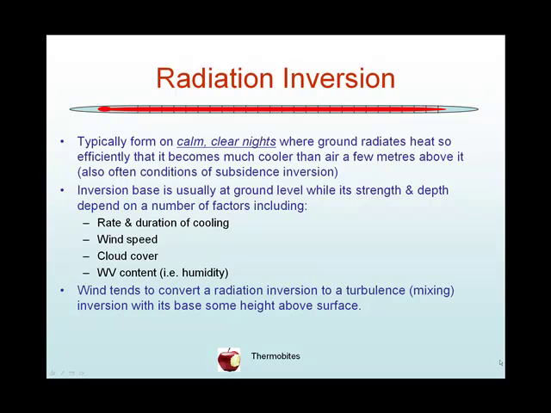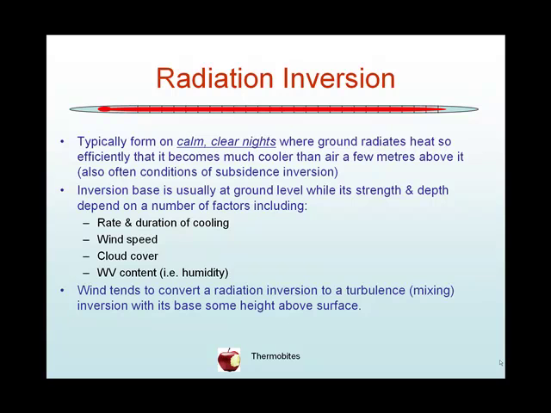Radiation inversions. Radiation inversions typically form on calm, clear nights where the ground is able to radiate efficiently and effectively, and hence become much cooler than the air a few meters above it. Radiation inversions often form on nights where there's a subsidence inversion, because the inhibition of mixing across the subsidence inversion produces calm winds, and oftentimes if there's not sufficient moisture, then the nights will be clear.